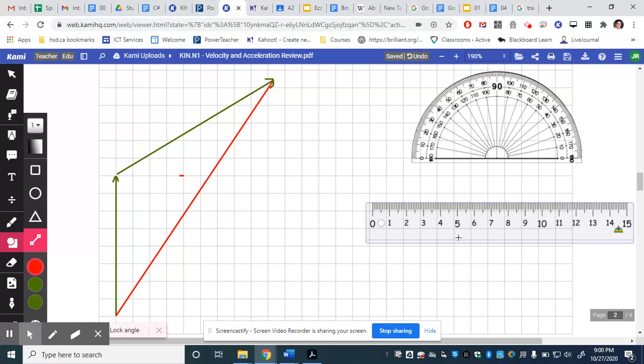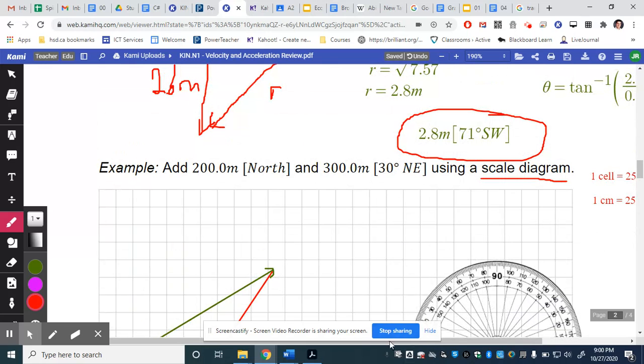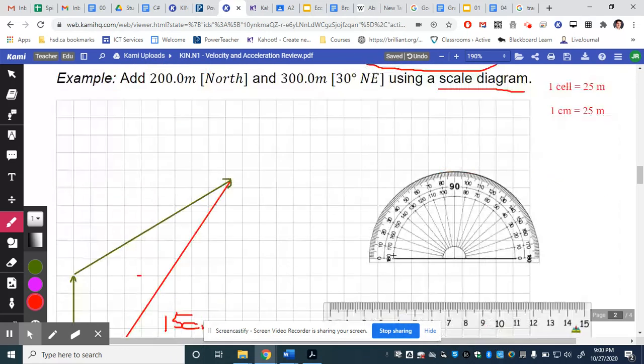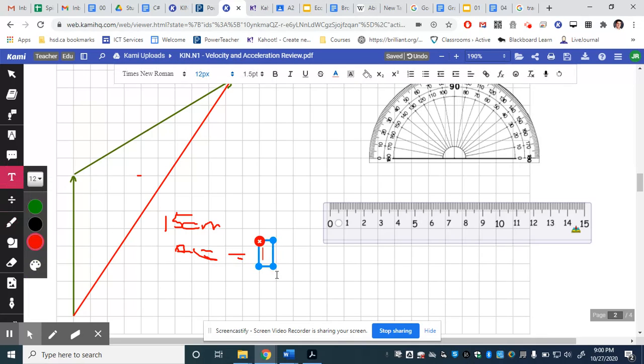So I have no idea. I can't use my ruler, but you measure it. And so say that it is 15 centimeters. Then you think, oh, wait a minute, 1 centimeter is 25 meters. Okay, so then 15 times 25 would give us 375 meters. So we would predict this to be 375 meters.